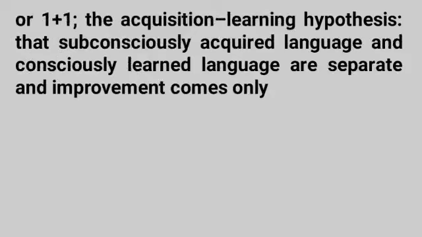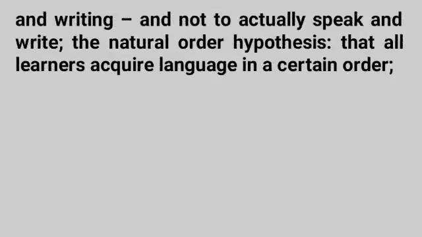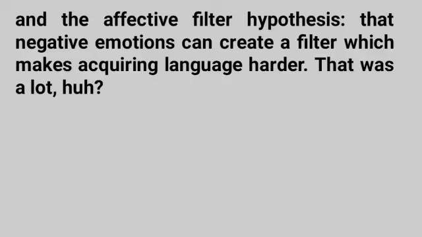The acquisition learning hypothesis, that subconsciously acquired language and consciously learned language are separate, and improvement comes only from acquisition. The monitor hypothesis, that consciously learned language can only be used to monitor our output, our speaking and writing, and not to actually speak and write. The natural order hypothesis, that all learners acquire language in a certain order, and the affective filter hypothesis, that negative emotions can create a filter which makes acquiring language harder.